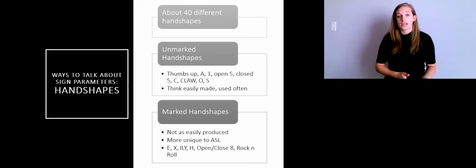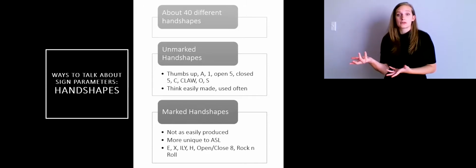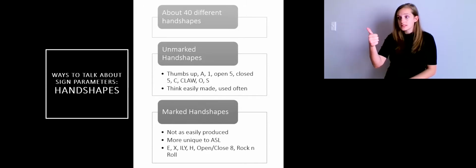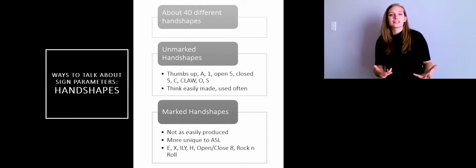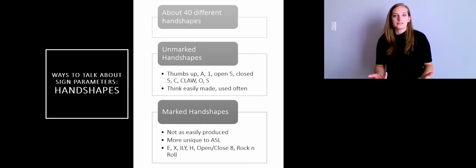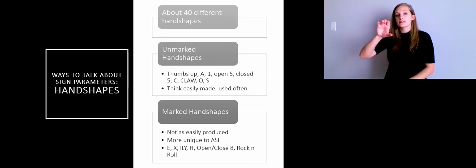We have unmarked handshapes. You can think of these as the ones that are a little bit easier to produce and are used more often. So if I'm teaching somebody in the hearing community that may not even be taking sign language, I can say, hey, thumbs up, use this handshape or the one handshape. They're much more easily produced, and they're used much more often, even for gestures and other things. But for our unmarked handshapes, we have thumbs up, A, 1, open 5 and closed 5, C, claw, O, and S.